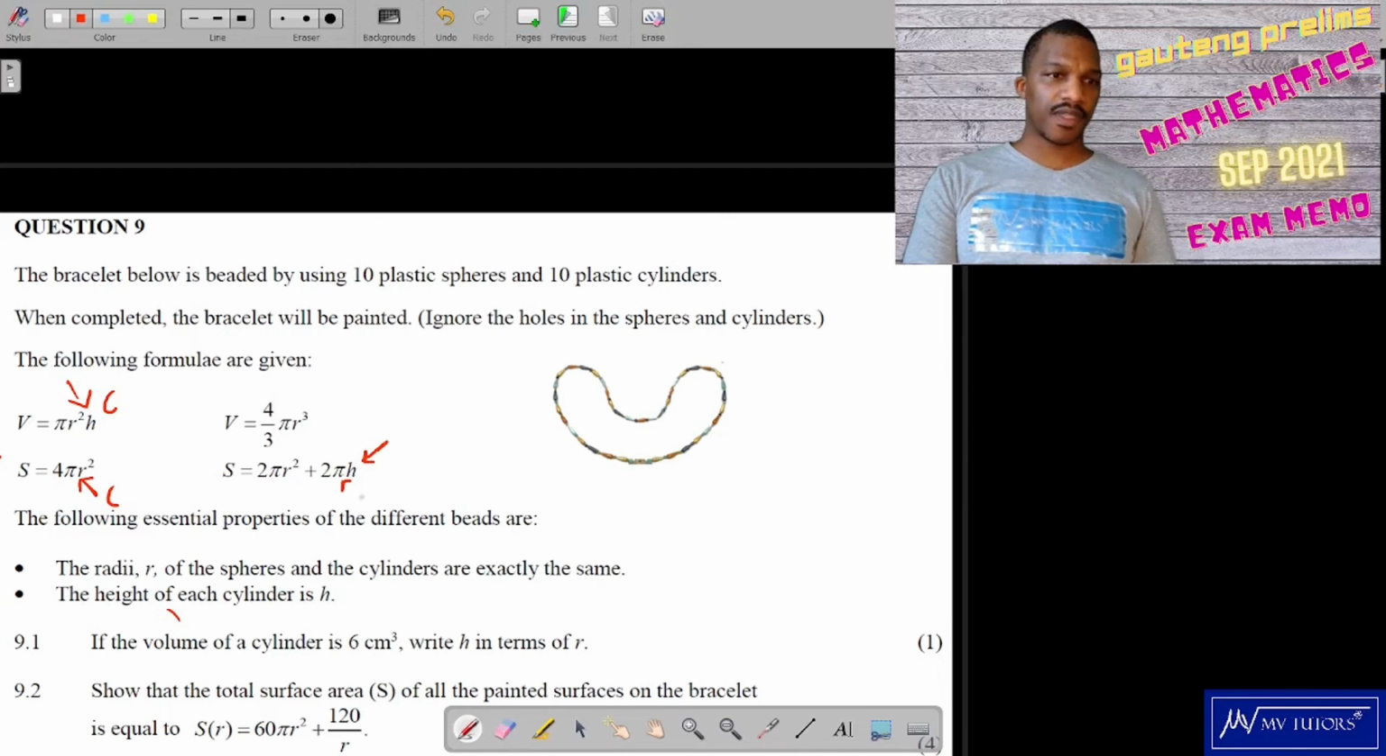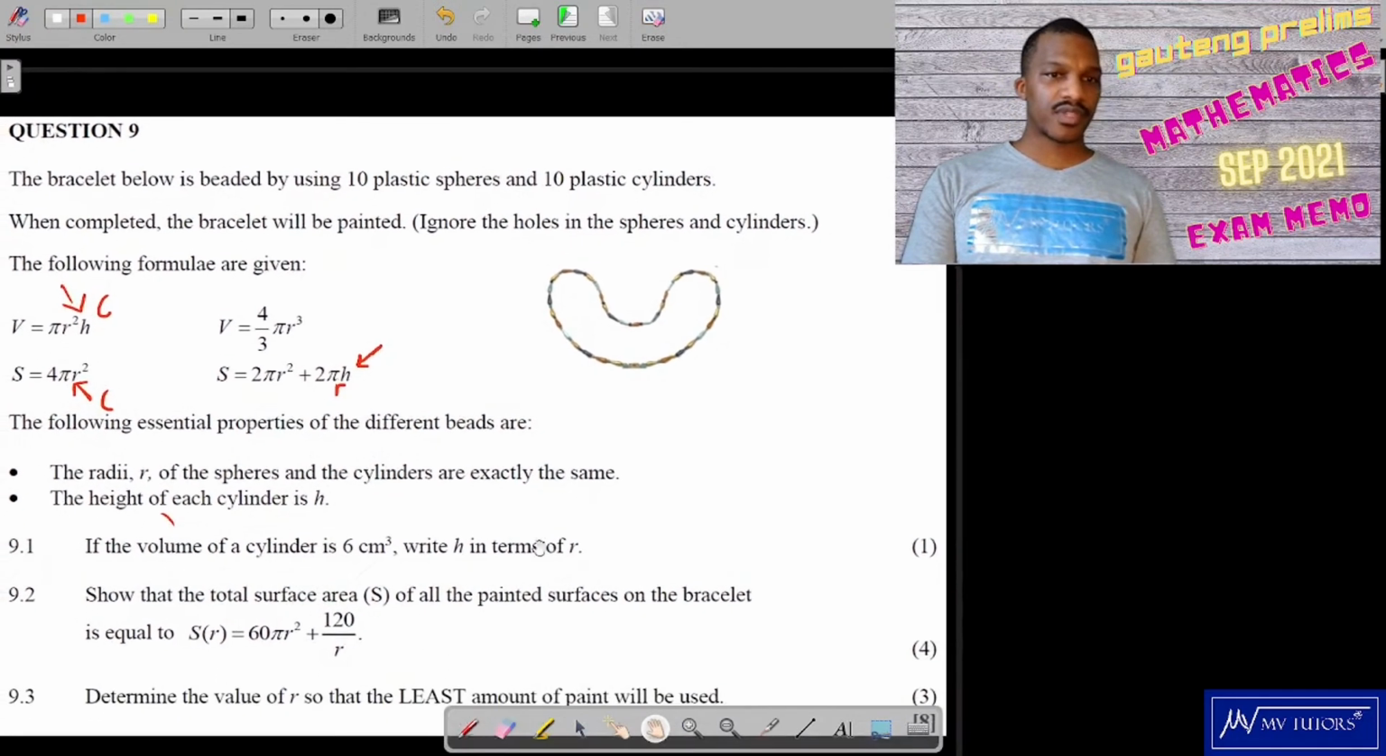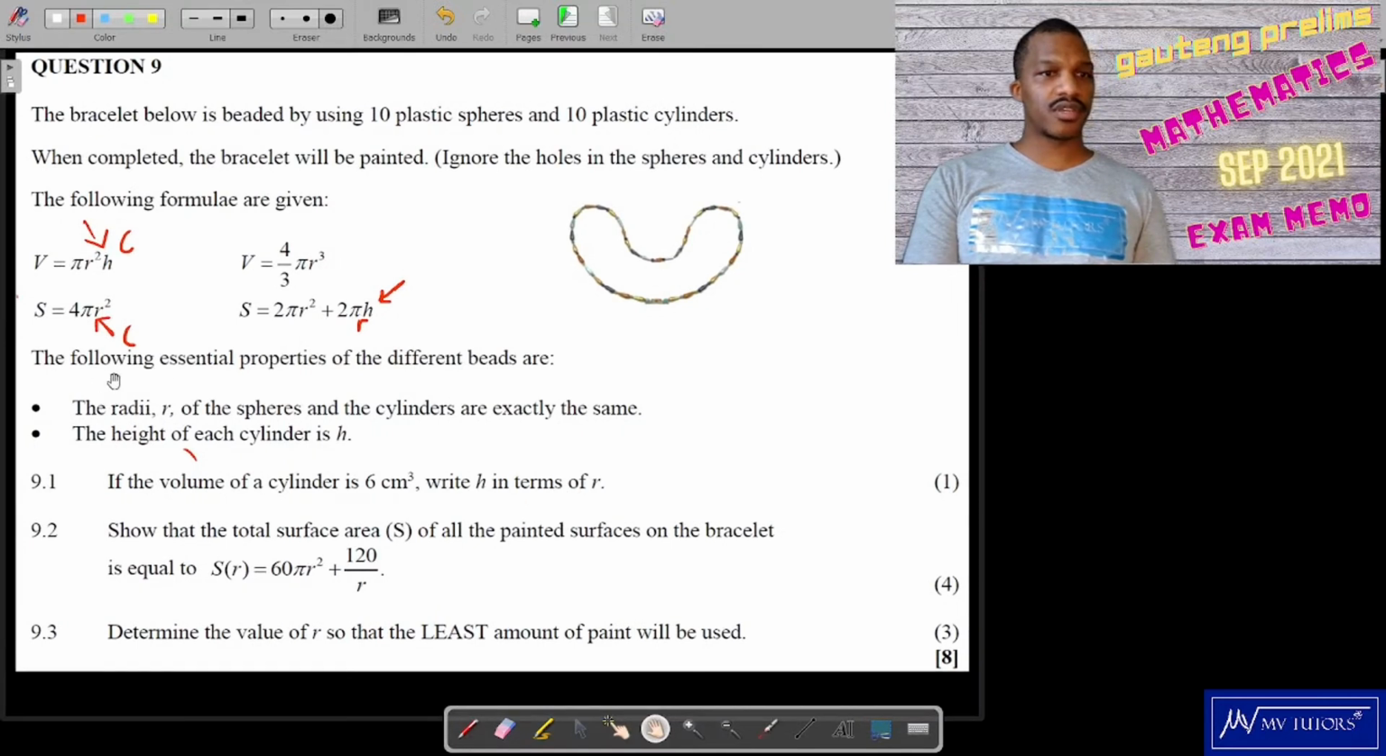Because, yeah, that's how cylinders are. They just got a top and a side. So that's it. That's the formula right there. Anyway, so let's read the question. It says the following essential properties of different beads are: the radii r of the sphere and the cylinders are exactly the same. That's important information. The height of each cylinder is h. Now they say if the volume of a cylinder is 6.